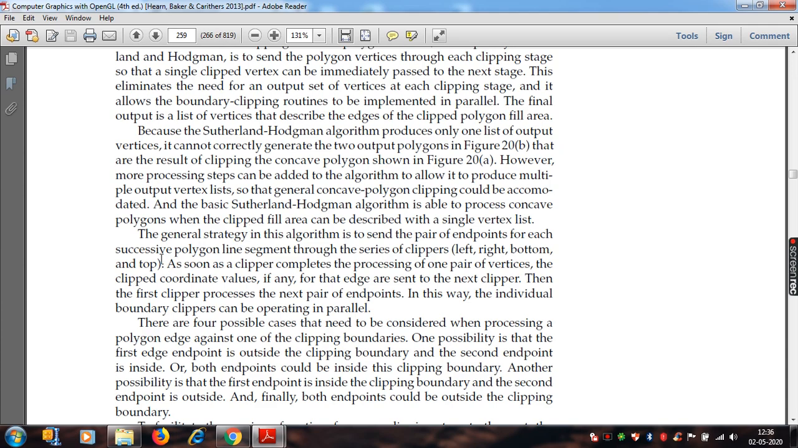You can see this paragraph. You can read this. The general strategy in this algorithm is to send the pair of endpoints for each successive polygon line segment through a series of clippers: left, right, bottom and top. As soon as the clipper completes the processing of one pair of vertices, the clipped coordinate values, if any, for that edge are sent to the next clipper. Then the first clipper processes the next pair of endpoints. In this way, the individual boundary clippers can be operating in parallel.